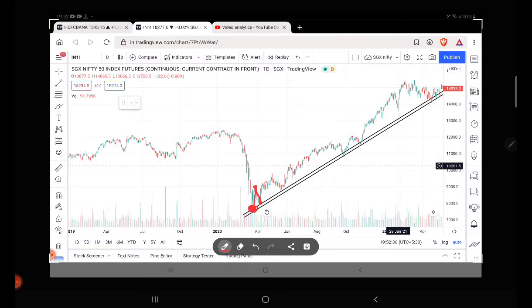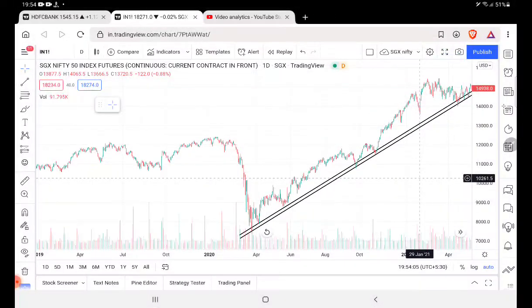We took a bounce from here and made a high. Again took a support here. Again made a new high. Again took a support at this trend line. Again made a new high, and the price action going on. Again took a support at this trend line. Again made a new high, and again took a support at this trend line only. And we will move further.